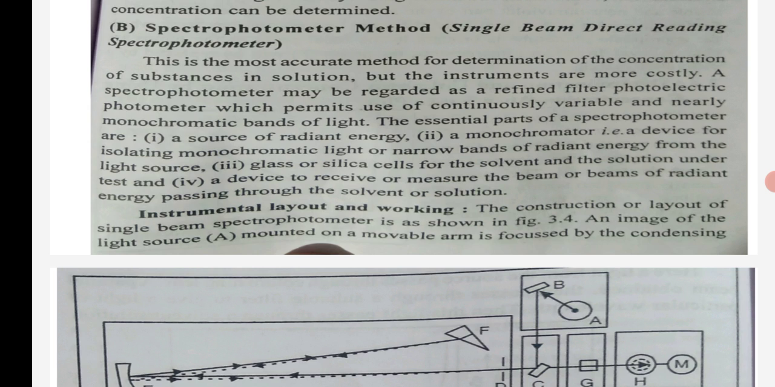And this spectrometer method is the most accurate method, and it determines the concentration of a substance in the solution, but these instruments are more costly.